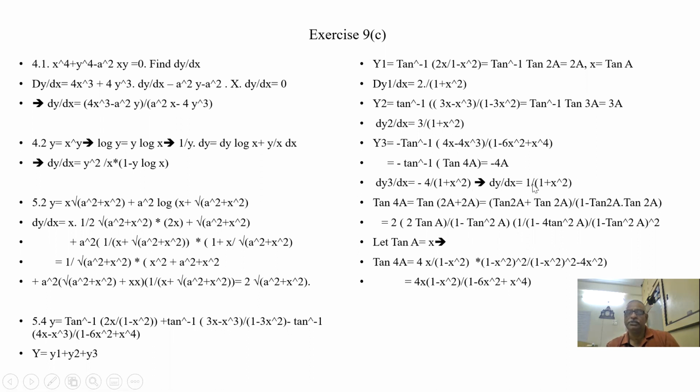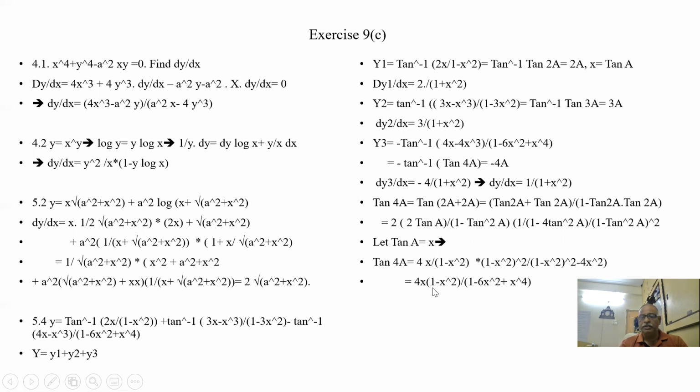So dy by dx is equal to 1 by 1 plus x square. This is 2 by 1 plus x square. This is 3 by 1 plus x square, total 5 by 1 plus x square, minus 4 by 1 plus x square. So balance is 1 by 1 plus x square. This is how tan 4a has been arrived at.